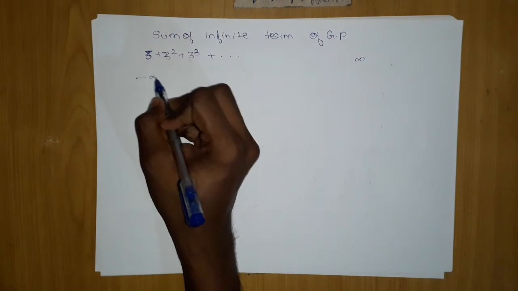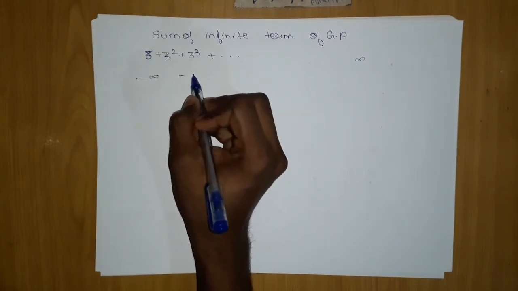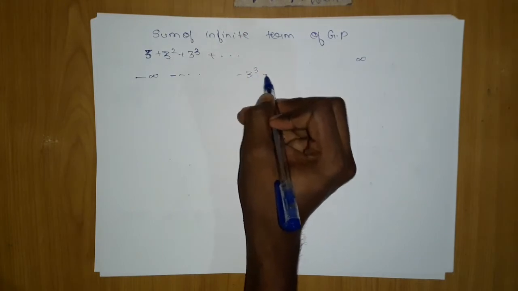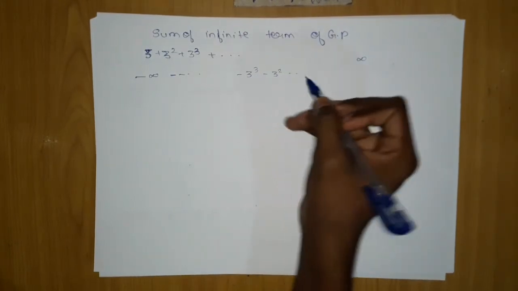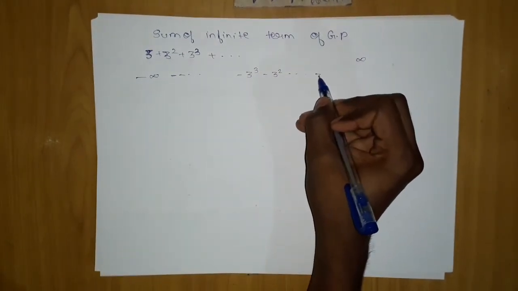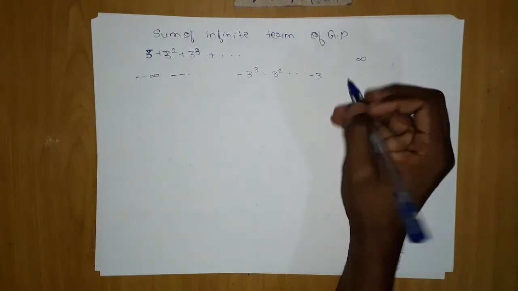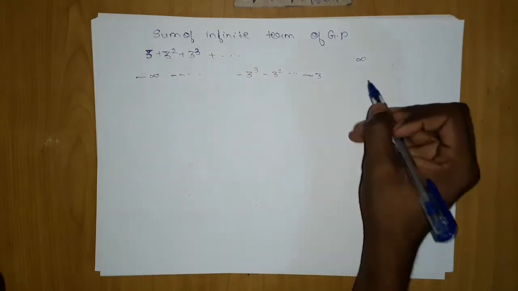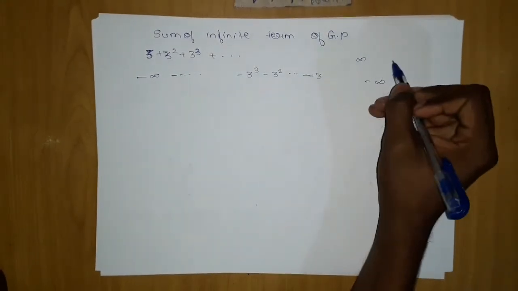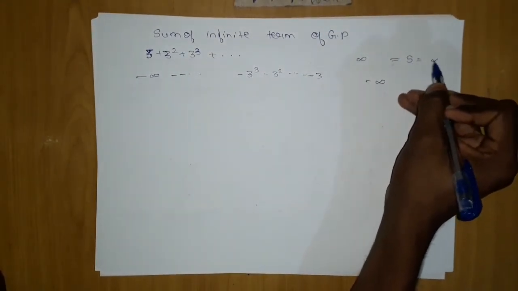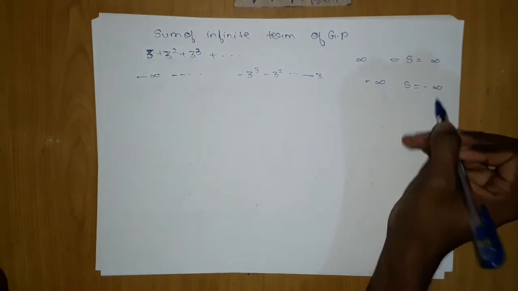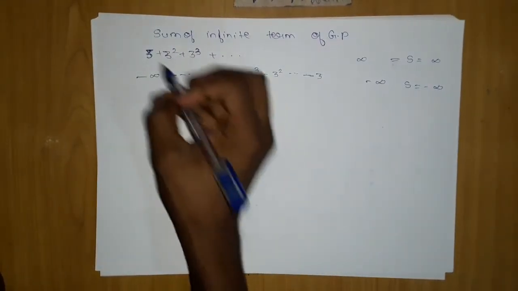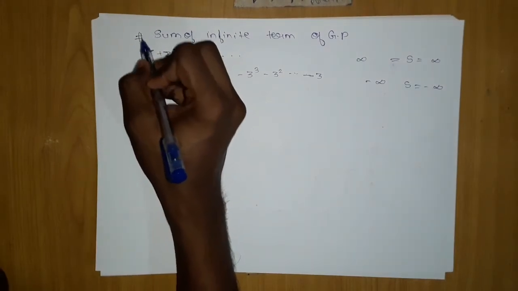If I take minus infinity, like that, minus 3 cube, minus 3 square, then here will be minus 3. Then if I ask you to find the sum, you will say minus infinity. Here the sum is minus infinity, and here it is infinity. Very simple. Now when does it become important? What is the use, why do we find this?